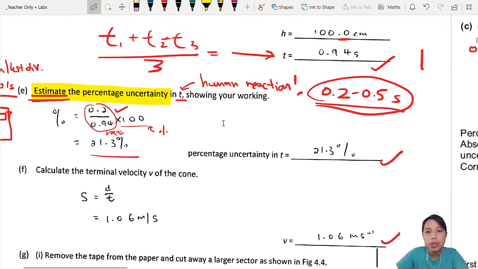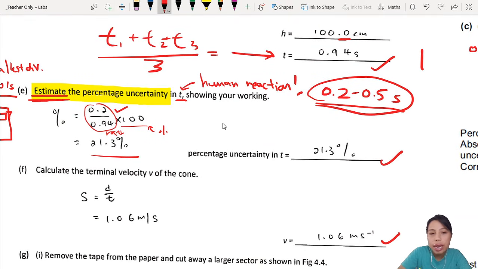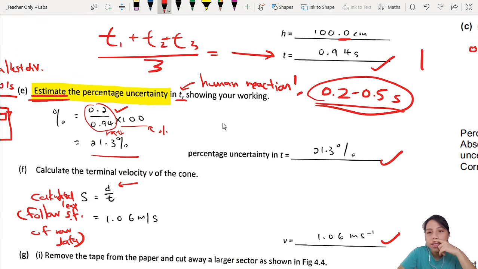One note to take into consideration. You are calculating V. So this is your calculated value. So you must, like in paper 1, question 1, follow the SF or the least SF of your raw data. So your distance just now was what? H, okay. 100, don't know, many SF there. Could be 2 or 3. Time, you have 2 SF. So you can put 2 or 3 SF. Cannot be less than 2 or 3.